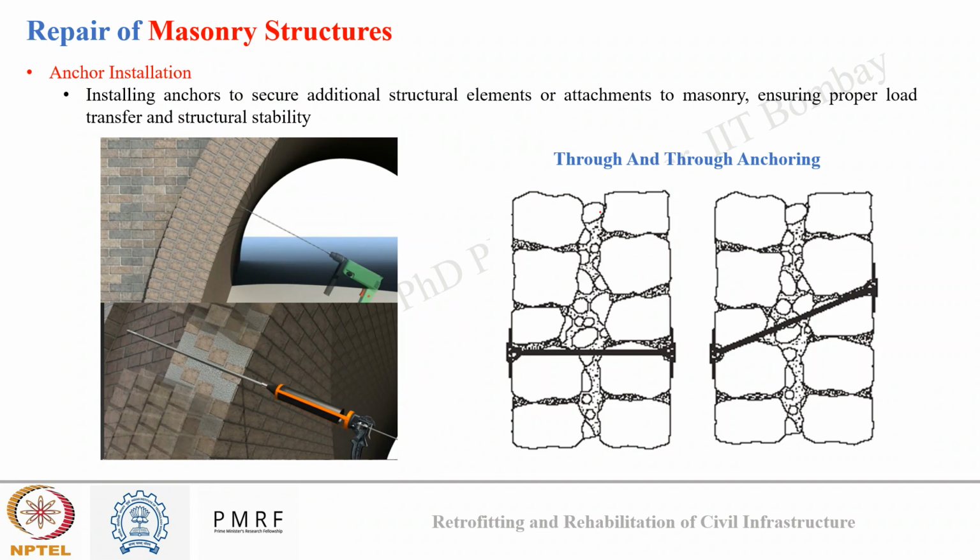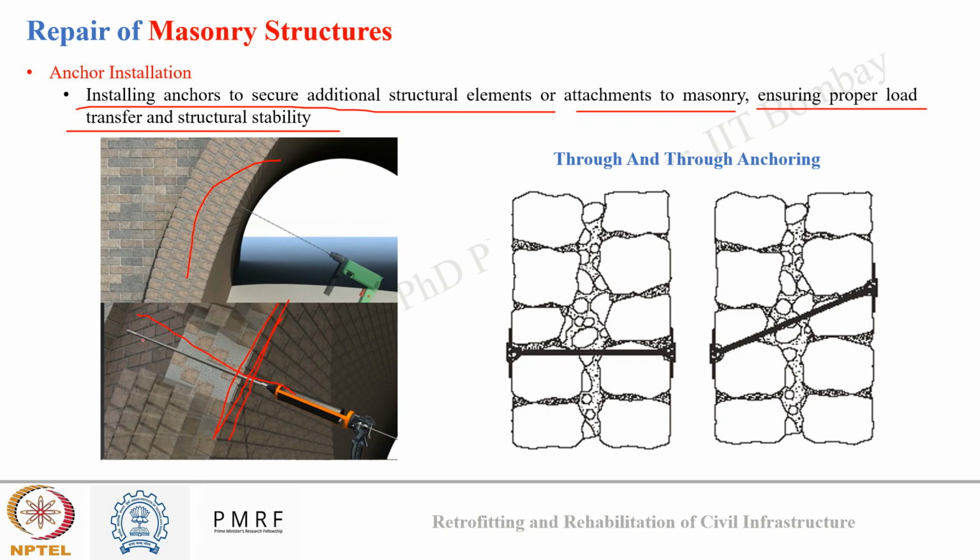Fifth is anchor installation. So this is generally used for repair of arch masonry. Here it involves installing anchors to secure additional structural strength or attachment to masonry to ensure proper load transfer and structural stability. So in this, what we do, we drill a hole perpendicular to the direction of cracking, and we insert and grout the steel rebar, which will resist the further propagation of the crack and will strengthen the masonry also.